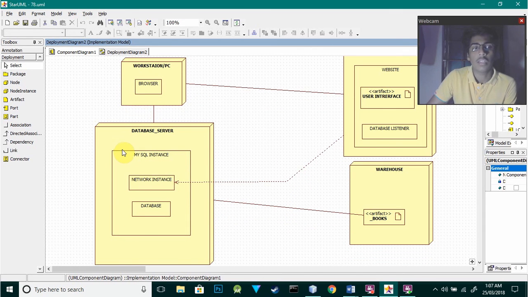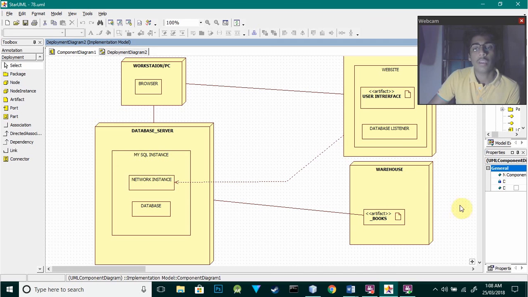is another package, another part of the server, like a MySQL instance, and inside this there is the network instance that contains all the details from the website through the database listener. And then we have the database, which contains all the information.